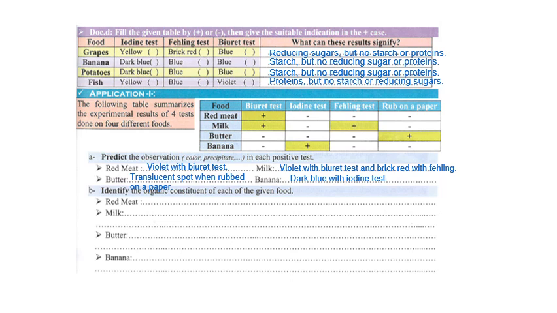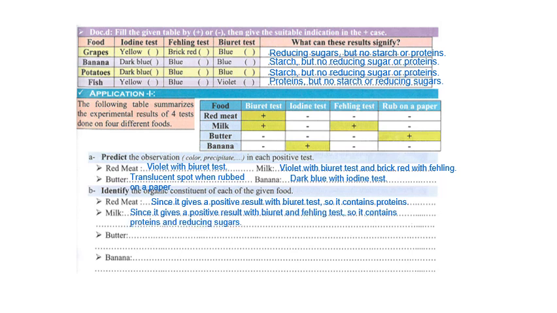Identify the organic constituent of each of the given foods. Identify, we have to start with justification. So we say red meat, since it gives a positive result with the biuret test, so it contains proteins. Milk, since it gives a positive result with biuret and Fehling tests, so it contains proteins and reducing sugars. Butter, since it gives a positive result when rubbed on a paper, so it contains lipids. Banana, the last one, since it gives a positive result with the iodine test, so it contains starch.